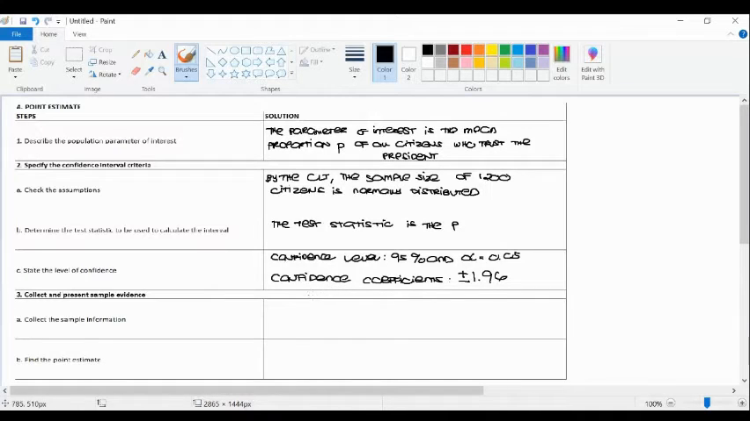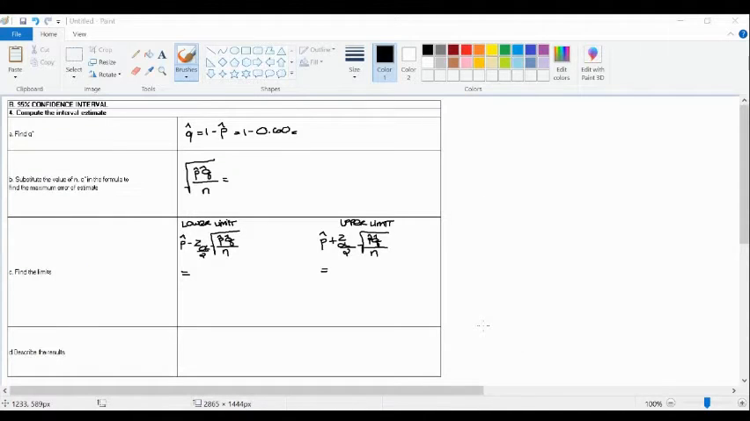Third step, we're going to collect and present sample evidence. First, we collect the sample information: X, or your random sample, is equal to 715 and your sample size n is equal to 1,200. And last, we find the point estimate. Since this is a population proportion, we use p hat equal to x over n. Substitute this: 715 divided by 1,200 is 0.59595, or rounded off to two decimal places, 0.60. We're going to find the 95% confidence interval.